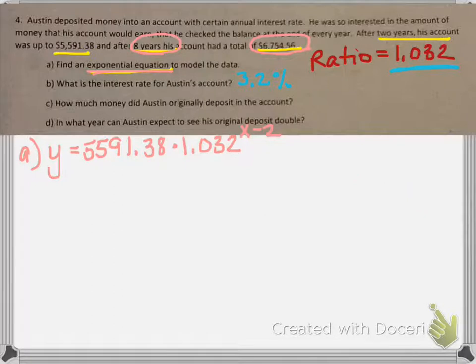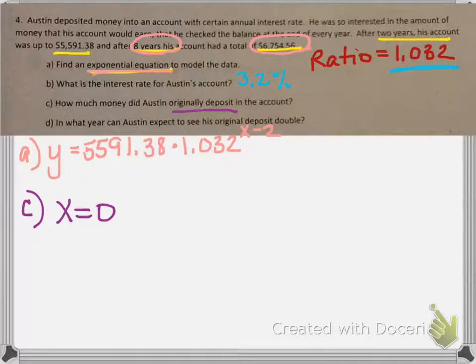Maybe this will be the shortest one yet. All right, let's see. Purple. I don't think I've used purple yet. Okay. How much money did Austin originally deposit in his bank account? So we did this in number 1. We're talking about originally depositing, or an initial amount of something. Remember, that's when no years have passed, so our x value is going to be 0.